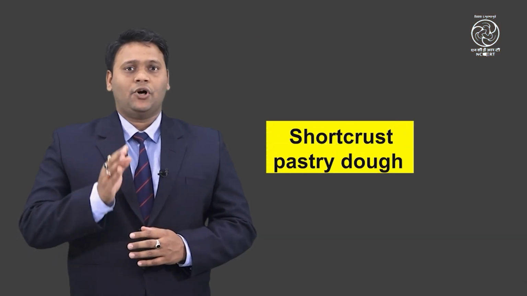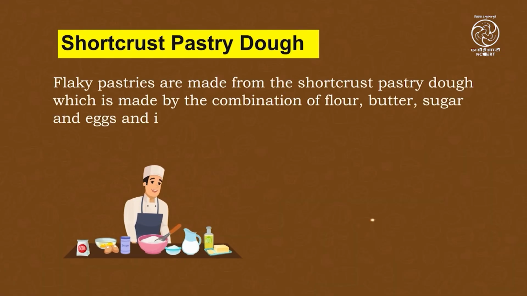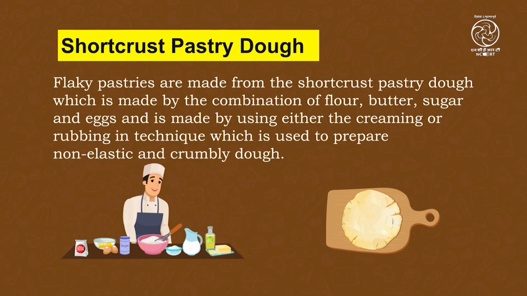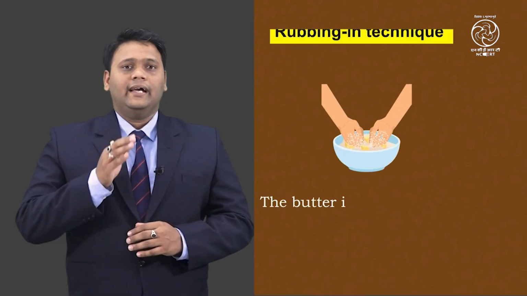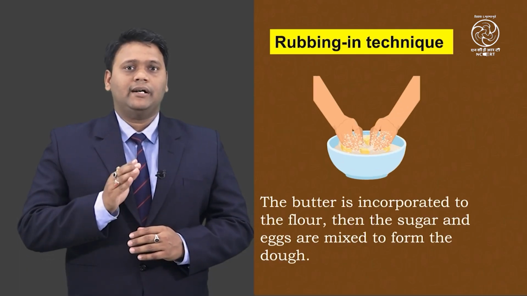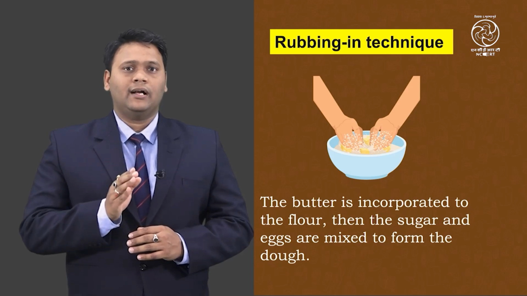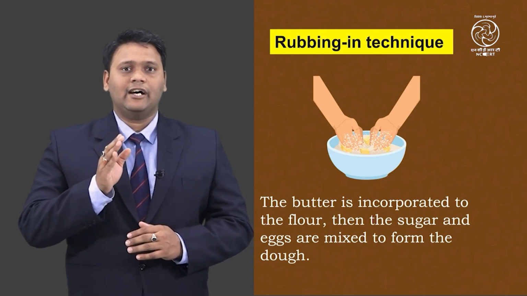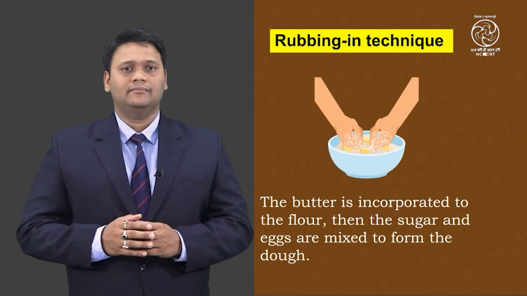Second is short crust pastry dough. Flaky pastries are made from the short crust pastry dough, which is made by the combination of flour, butter, sugar and eggs, and is made by using either the creaming or rubbing in technique, which is used to prepare non-elastic and crumbly dough. In rubbing in technique, the butter is incorporated to the flour, then the sugar and eggs are mixed to form the dough.